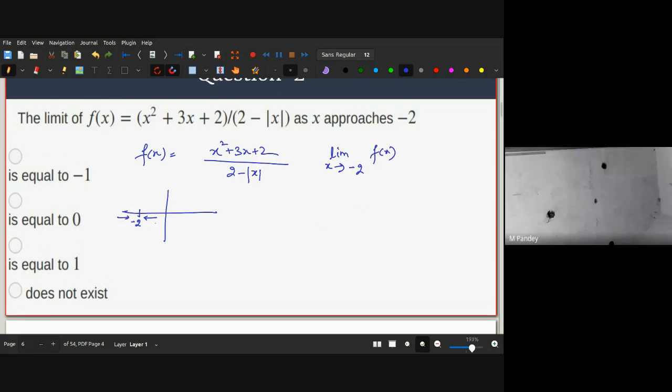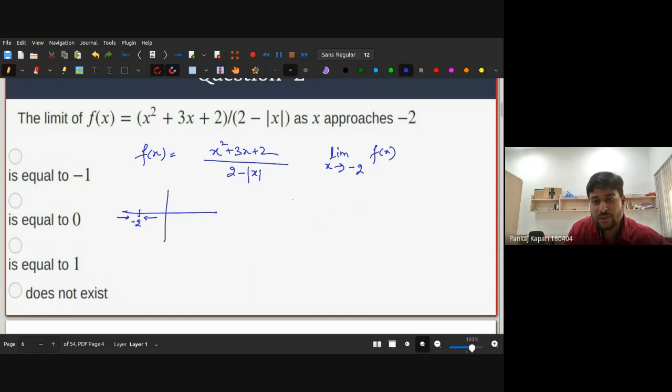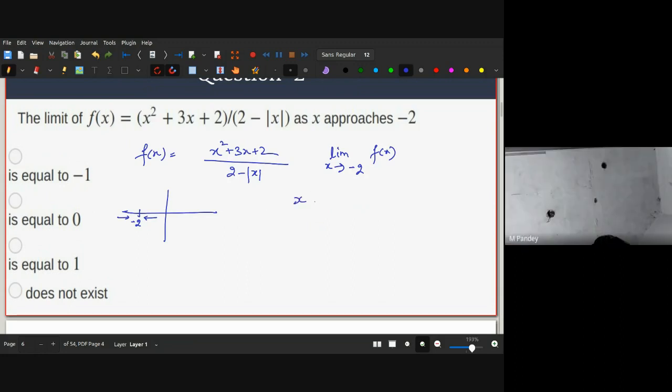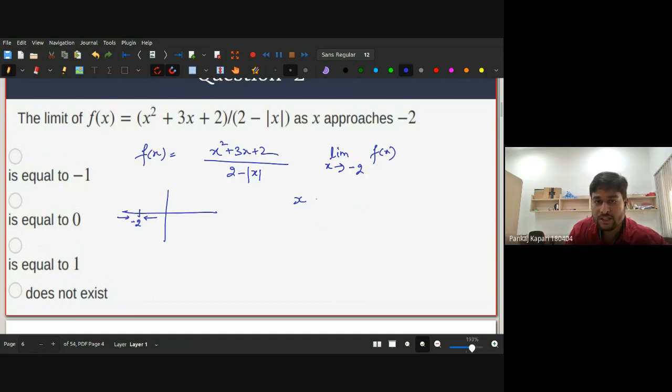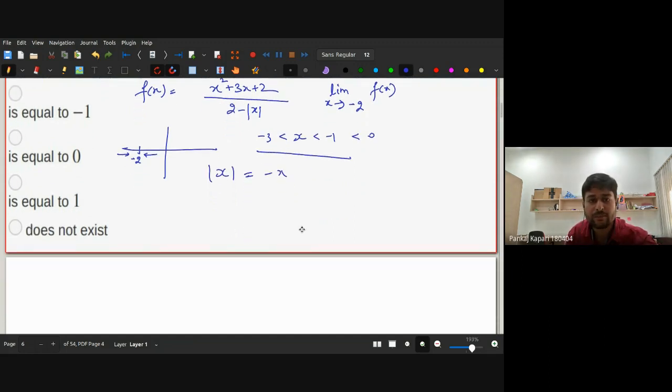So we can assume that x lies very close to minus 2 in some interval. We'll just assume that x lies between minus 1 and minus 3. It doesn't matter, because ultimately x is coming near to minus 2. That means basically x is negative. Because x is negative, mod x is just minus x, because mod is always positive. So if x is negative, then minus x is positive.